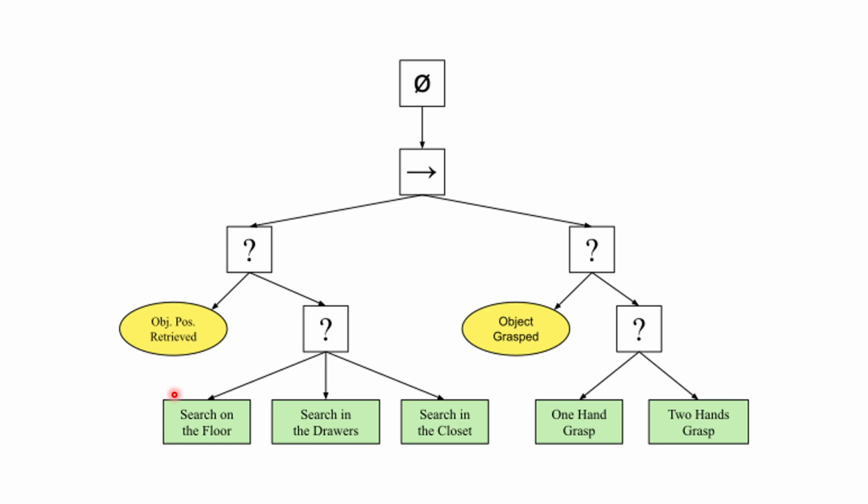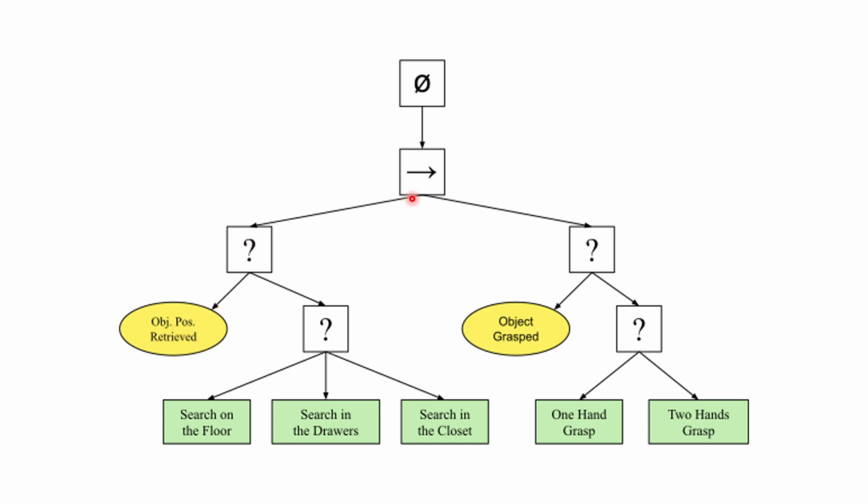If it can't find the object on the floor, then it goes on to this middle node where it searches in the drawers. If it still cannot find it in the drawers, then it will search in the closet. So in this process, if any one of these nodes returns true, it will traverse one level back to the graph, to this selector node, where it goes to the left-hand side again, and then it will say, if objective position has been retrieved. Since we have already searched it, then it is pretty much true that objective position has been retrieved.